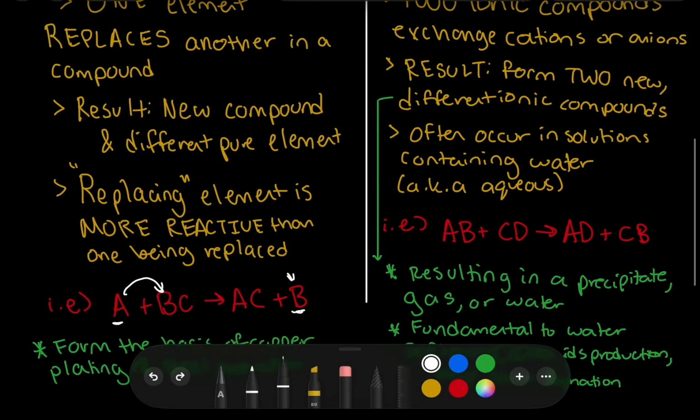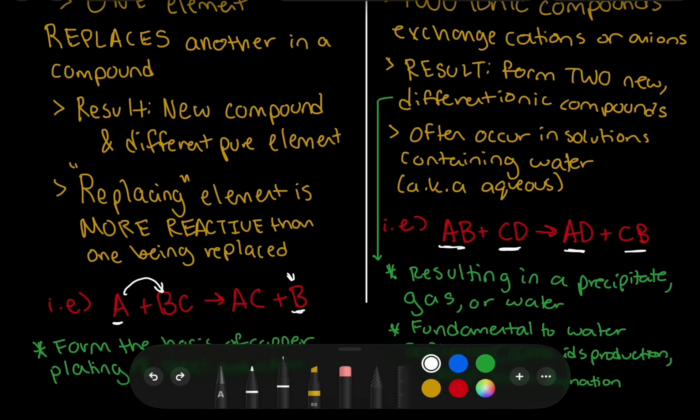In this case, AB and CD are ionic compounds, right? However, they're replacing each other, so they're exchanging cations and anions. Rather than A being paired up with B, A is paired up with D. And rather than C being paired up with D, C is paired up with B. So they switched partners, you can say. They formed two new and different ionic compounds, because obviously AD is no longer the same thing as AB as you had on the reactant side.